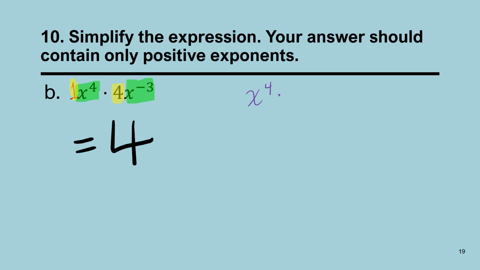So this is really what we're dealing with right now. X to the 4th times x to the negative 3. We've got a common base of x. These have the same base. They're being multiplied, so I'm going to add their exponents. What is 4 plus negative 3? That's really the same thing as 4 minus 3, right? So that's 1. So that's going to be x to the first power. Now we don't need to write the first power. You can leave that off. So I would write the final answer as 4 times x.